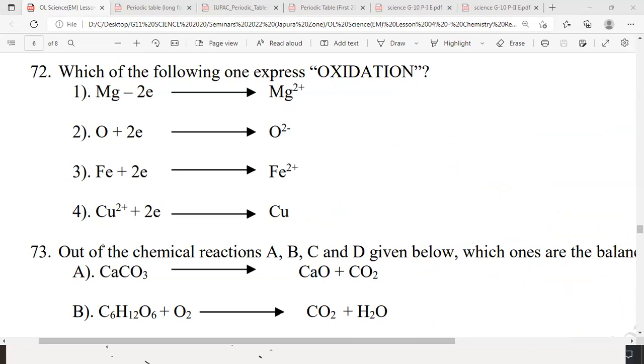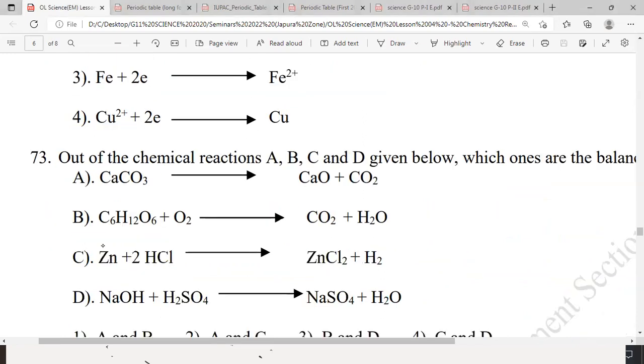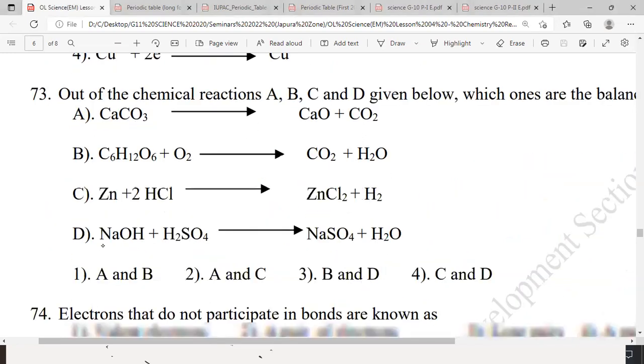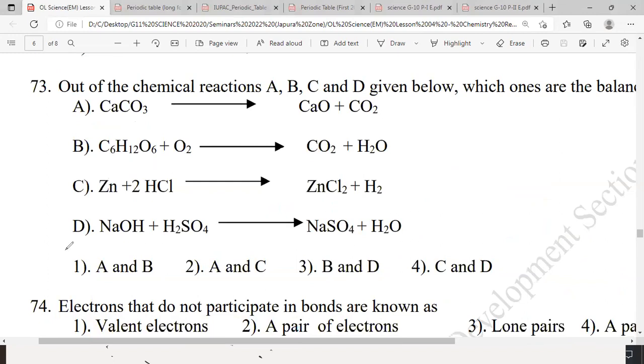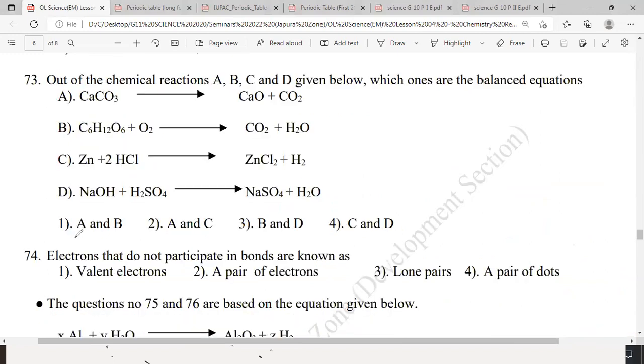Okay, so the answer is the first one, right? I'll explain next week, please remind me. I'll explain oxidation again a little bit in detail. Question number 73, I'll do only up to 74. Which equation is balanced? Then we can discuss the last 25 next week.